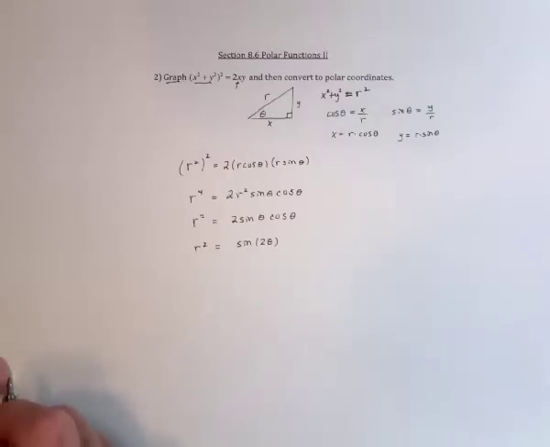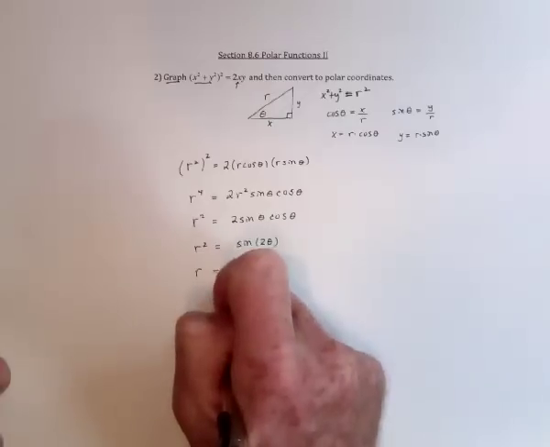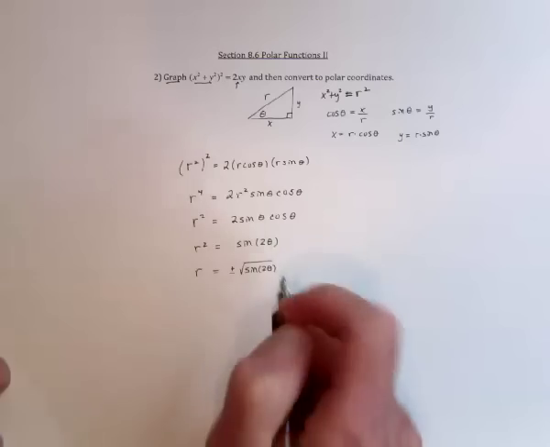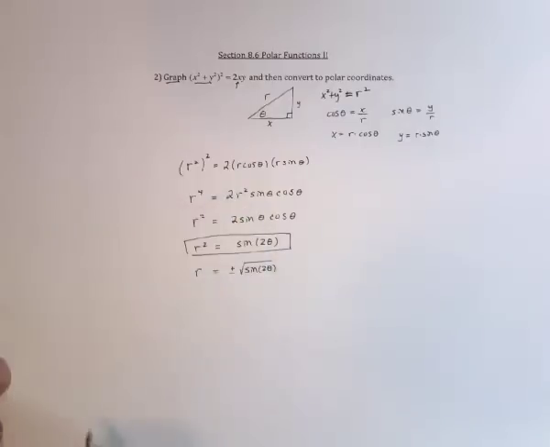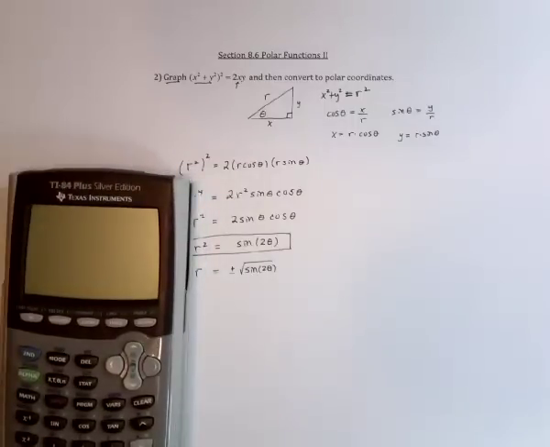And then technically we could stop right now, but we still need to graph it, so I'm going to have to solve for r. That's going to be plus or minus the square root of sine of 2 theta. So as far as converting it, this would be much nicer, but as far as graphing it, I'll need to use this. So it's in polar form. It's going to be the square root of sine of 2 theta.